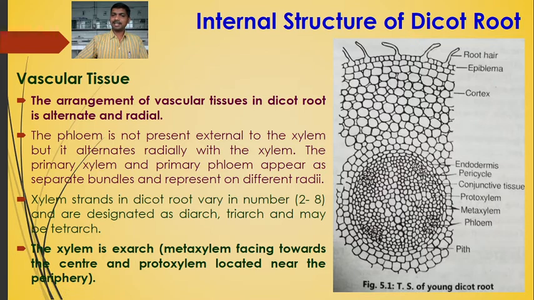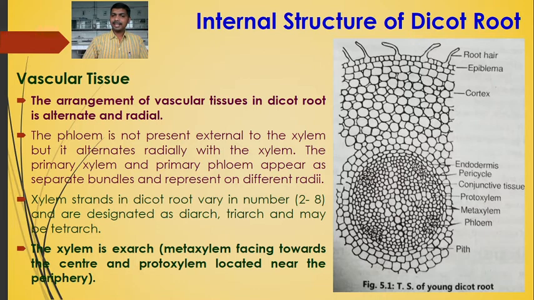The primary xylem and primary phloem appear as separate bundles and are present on different radii. That is the arrangement of the alternate radial vascular bundle, where xylem and phloem appear as separate vascular bundles present on different radii.